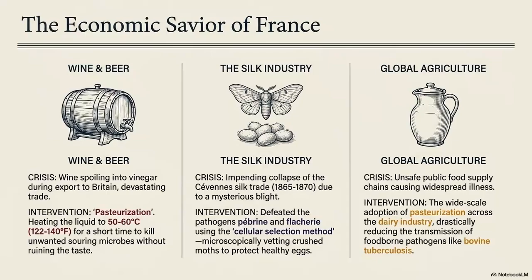Next, he saved the silk trade from devastating blights by developing a cellular selection method to microscopically vet and protect healthy silkworm eggs.